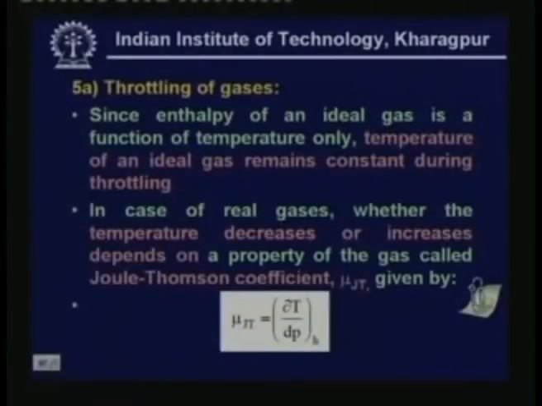Next, when we come to real gas, in case of real gases, whether the temperature decreases or increases depends on a property of the gas called the Joule-Thomson coefficient. This is very, very important, and probably you have studied this in your thermodynamics. The Joule-Thomson coefficient, its symbol is mu subscript JT. It is given by mu_JT = (∂T/∂P) at constant enthalpy. That means the partial derivative of temperature with respect to pressure along an isenthalp, or along a constant enthalpy line. So this is the definition of the Joule-Thomson coefficient.